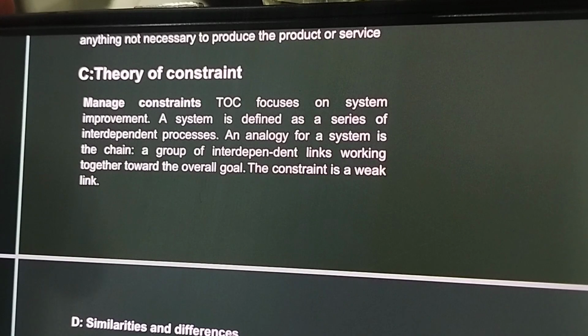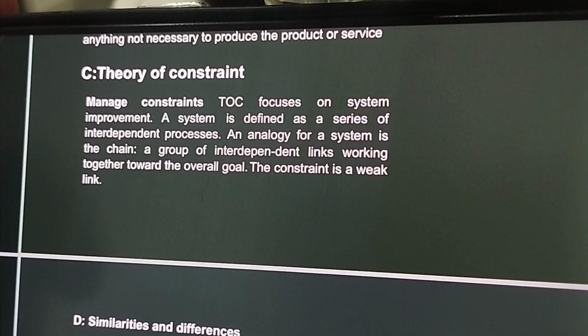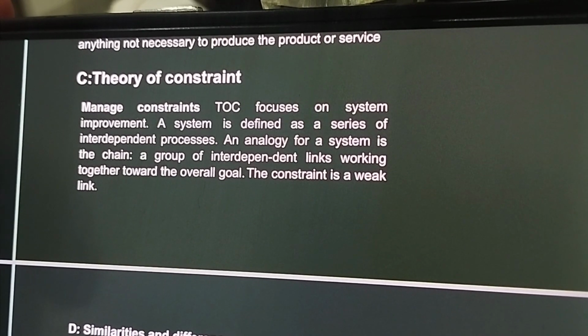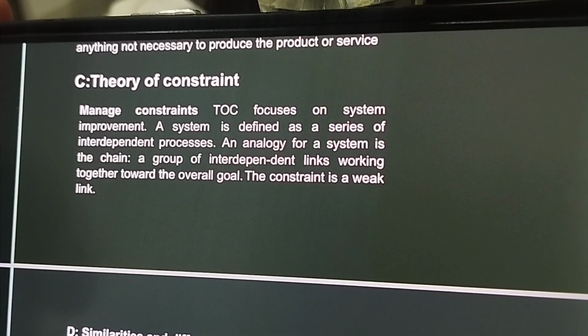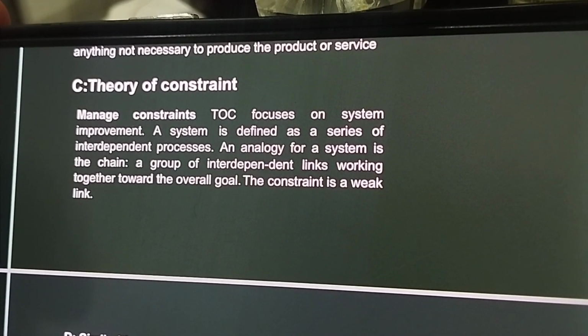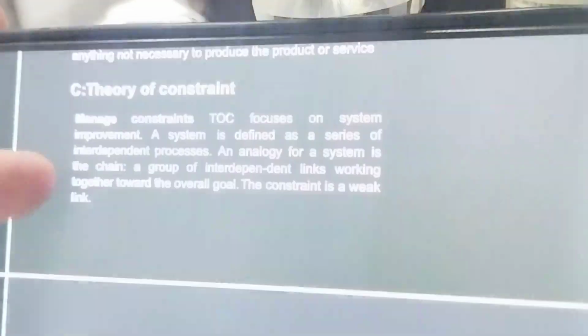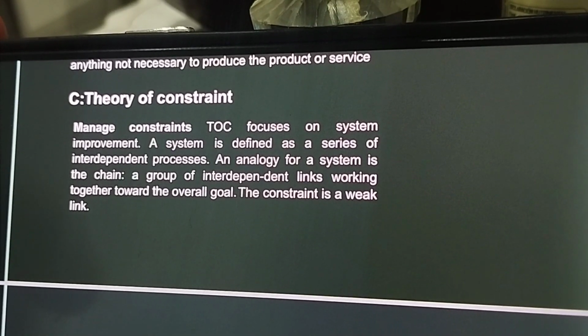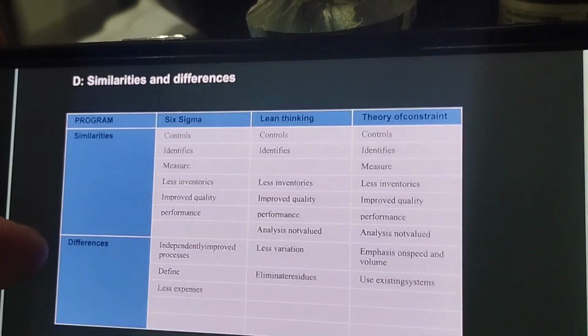A system is defined as a series of interdependent processes. An analogy for a system is the chain, a group of interdependent links working together toward the overall goal. The constraint is the weak link.